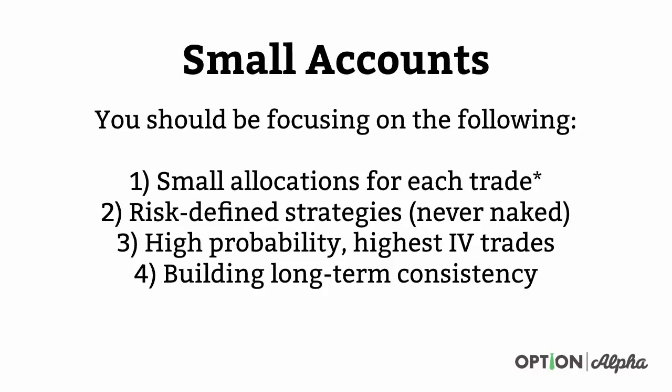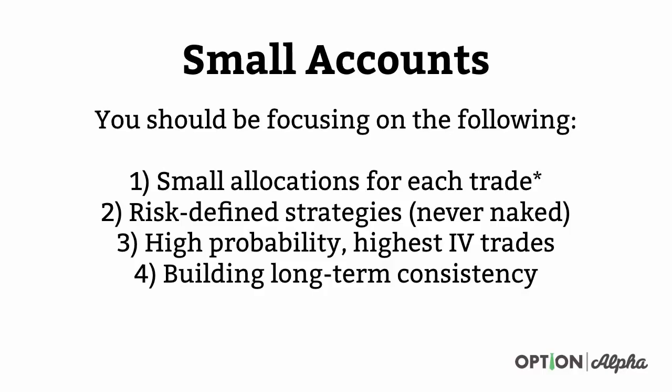Number one, you should be focusing on small allocations for each trade. I have an asterisk there because we'll start talking about that a little bit more next. Number two is you should focus on risk-defined strategies, never naked positions or undefined risk strategies. Number three is high probability, highest IV trades first. You want to grab that low-hanging fruit, the trades that have the biggest theoretical edge. That's what you want to focus on first. And we'll show you how to do that with our watch list.